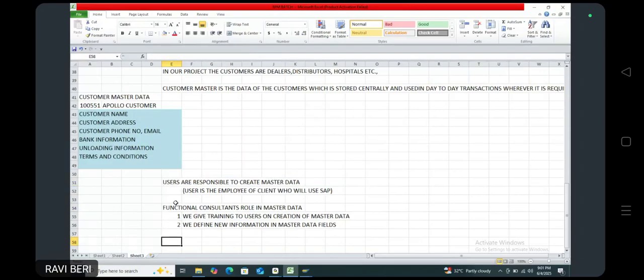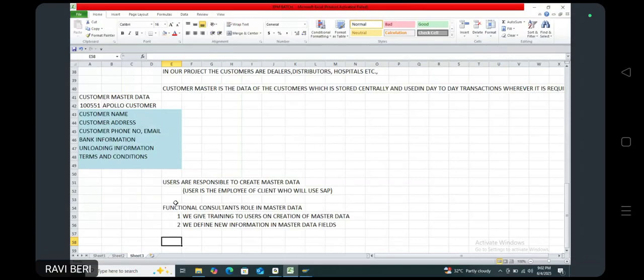So this is about customer master. What is customer master? It is the data of the customer which is stored centrally and used in day-to-day transactions wherever it is required. And who is customer? Customer is a person who will purchase the goods from company. In our project, the customers are dealers, distributors, hospitals, etc. Example, in customer master data, what we maintain: customer's name, address, phone number, email ID, bank information, unloading information, terms and conditions, etc.